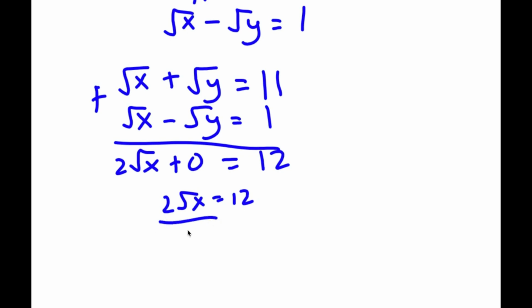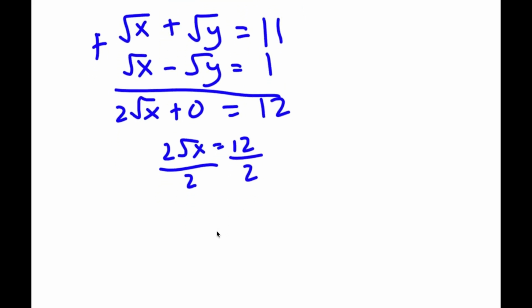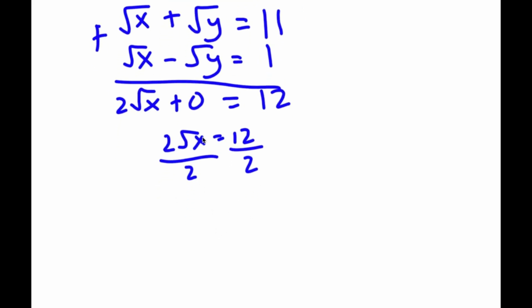And now if I divide both sides by 2, because we want to isolate x, these two cancel out. The square root of x is equal to 12 divided by 2, which is 6. So now we have a simple equation. The square root of x is equal to 6. So to solve this, we want to take out this square root. So I'm going to square both sides.